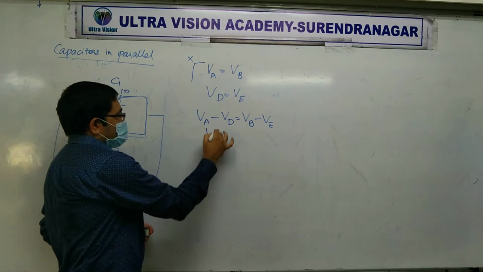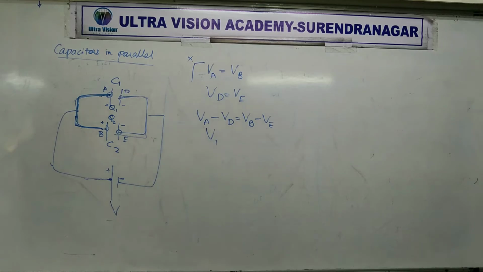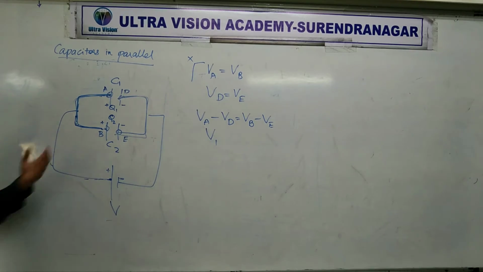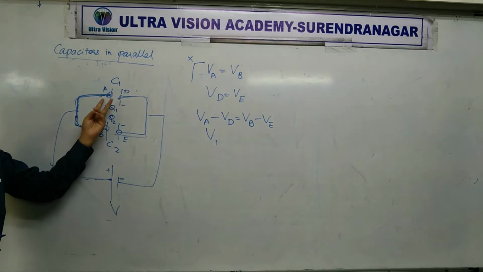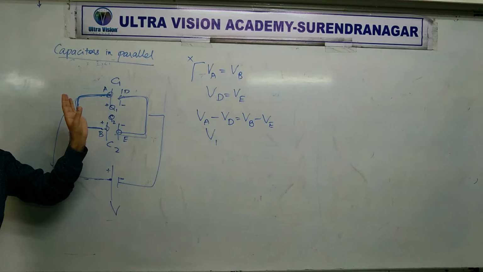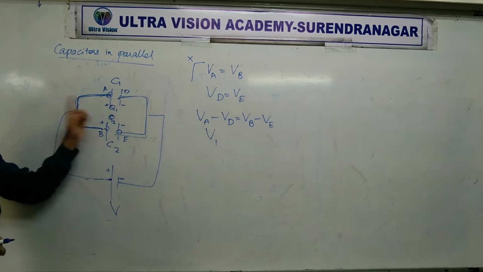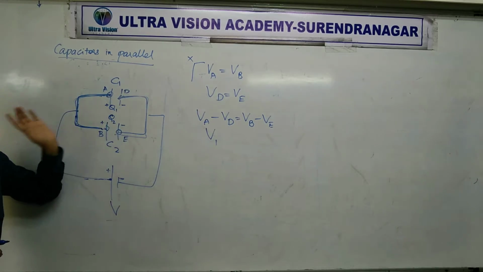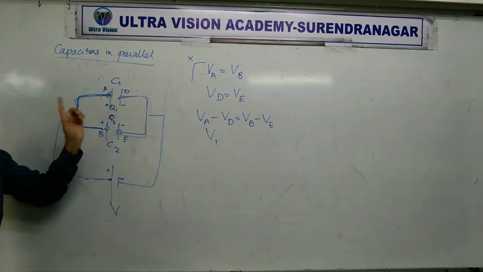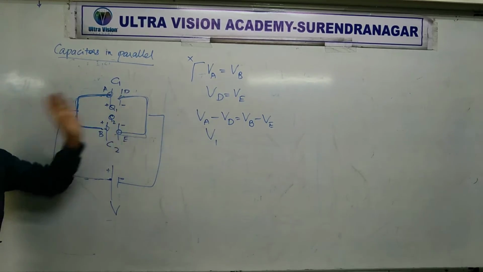V1. V1 is given again, okay? V1 for what? V1 for voltage of which capacitor? First one. VA minus VD, that's called voltage of first capacitor. What is meaning of voltage of capacitor? Potential difference between positive terminal and negative terminal. Clear? Like positive plate, negative plate, plus VA and VD. Subtraction of those is V1.